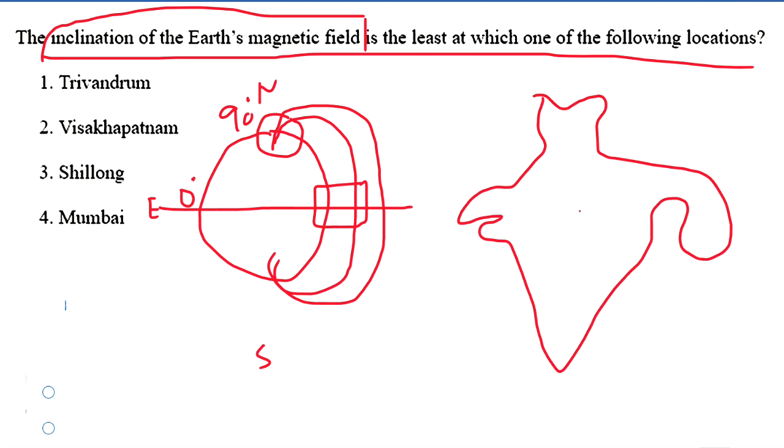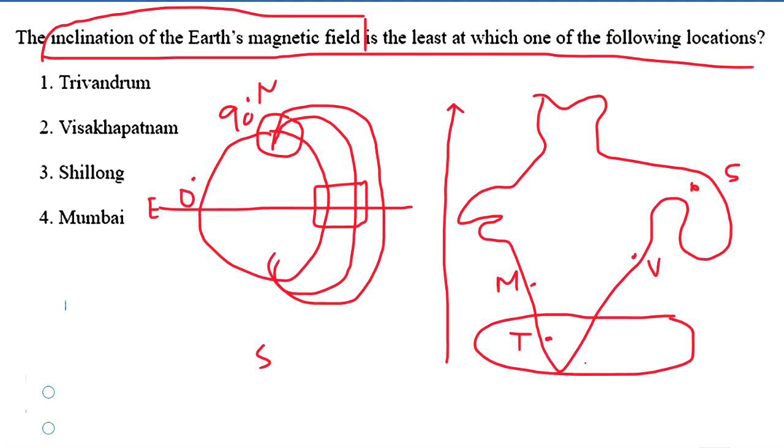So if we draw our Indian map, suppose this is our Indian map, and Trivandrum is located somewhere here. Visakhapatnam is somewhere here. Shillong and that place is somewhere here. And Mumbai is somewhere here. So we have to tell the least. As we move from south to north, our magnetic field inclination angle is increasing. So the least is at this place, which we call Trivandrum. In this way we have to understand things.